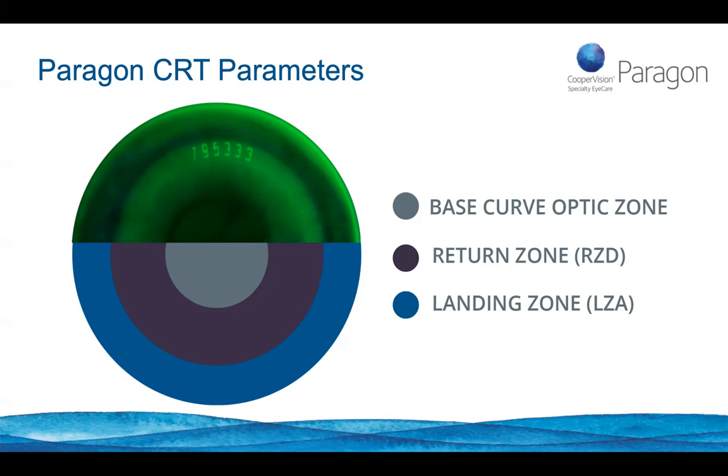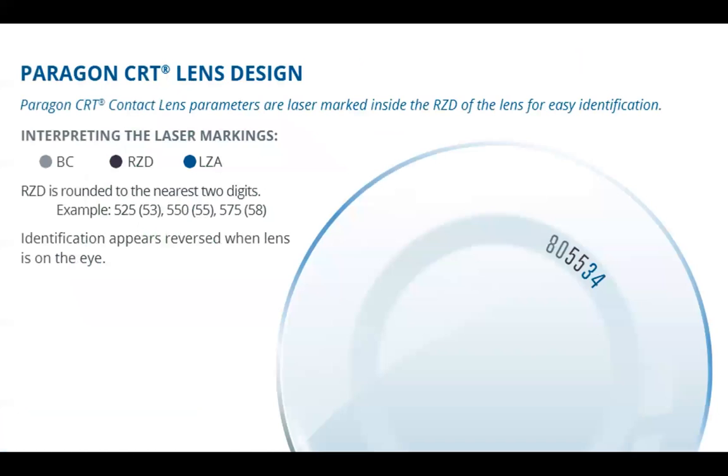So the last thing to note here are the numbers at the 12 o'clock mark. You see a 7-9, 5-3, 33. What do these numbers mean? Well, one unique feature of Paragon is that we are completely transparent in our parameters and have them laser marked into the return zone depth.